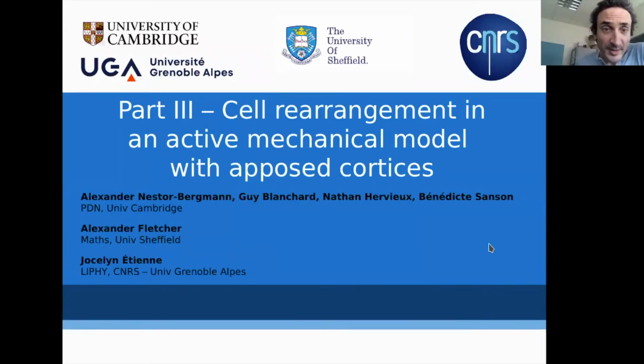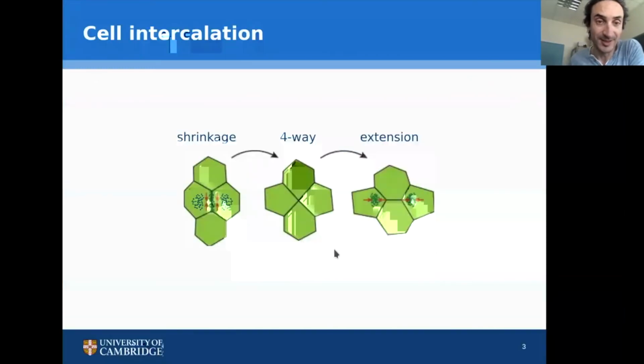Okay, so this one is still in collaboration with the group in Cambridge, but in addition, a young researcher, a mathematician, Alexander Nestor Bergman, has joined it. He's done his PhD about Vertex models, which I'll tell you about in a minute. And Alexander Fletcher is also a specialist of Vertex models, who's been working on tissues for quite a long time in Sheffield.